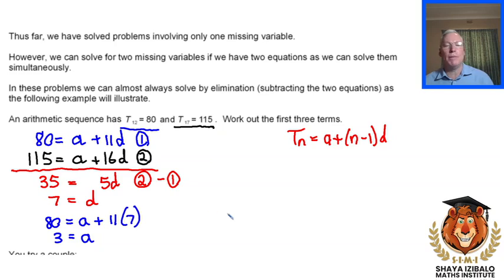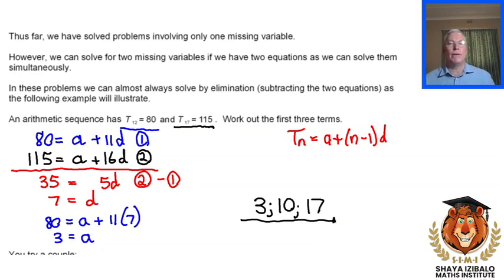The first 3 terms are going to be 3, that's a. Then we're going to add d, which is 7, so we're going to get 10. And then we're going to add another d, and we're going to get 17. Those are the first 3 terms of that sequence.